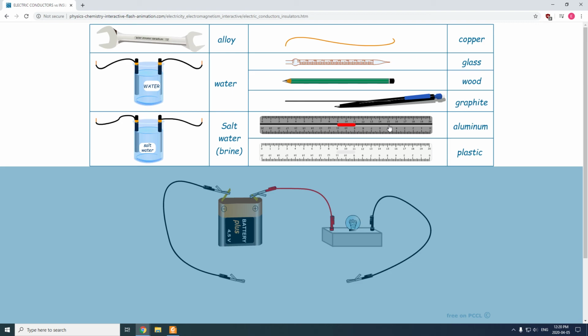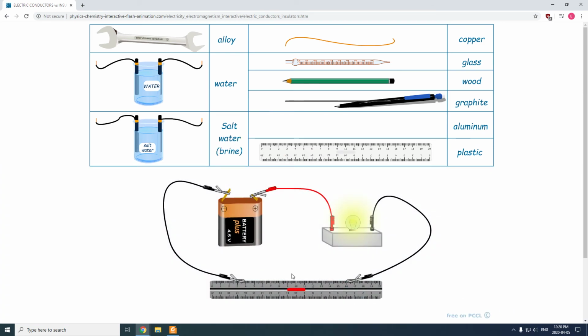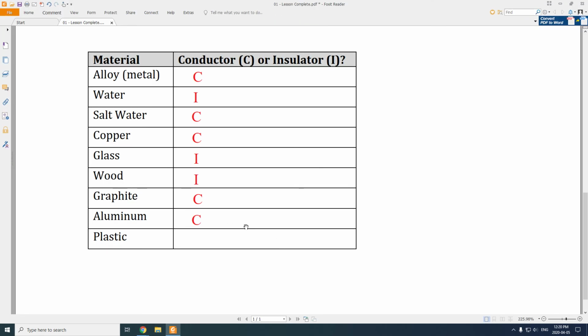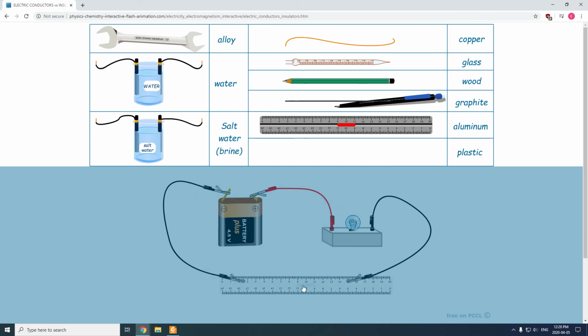All right, next one, piece of aluminum. You can take a guess here. Aluminum is a metal. Just like copper is a metal, yes, it conducts electricity. It's a conductor. Last one, plastic. Stick a plastic ruler in here. Nothing. Plastic's an insulator. You can't make a circuit out of it.